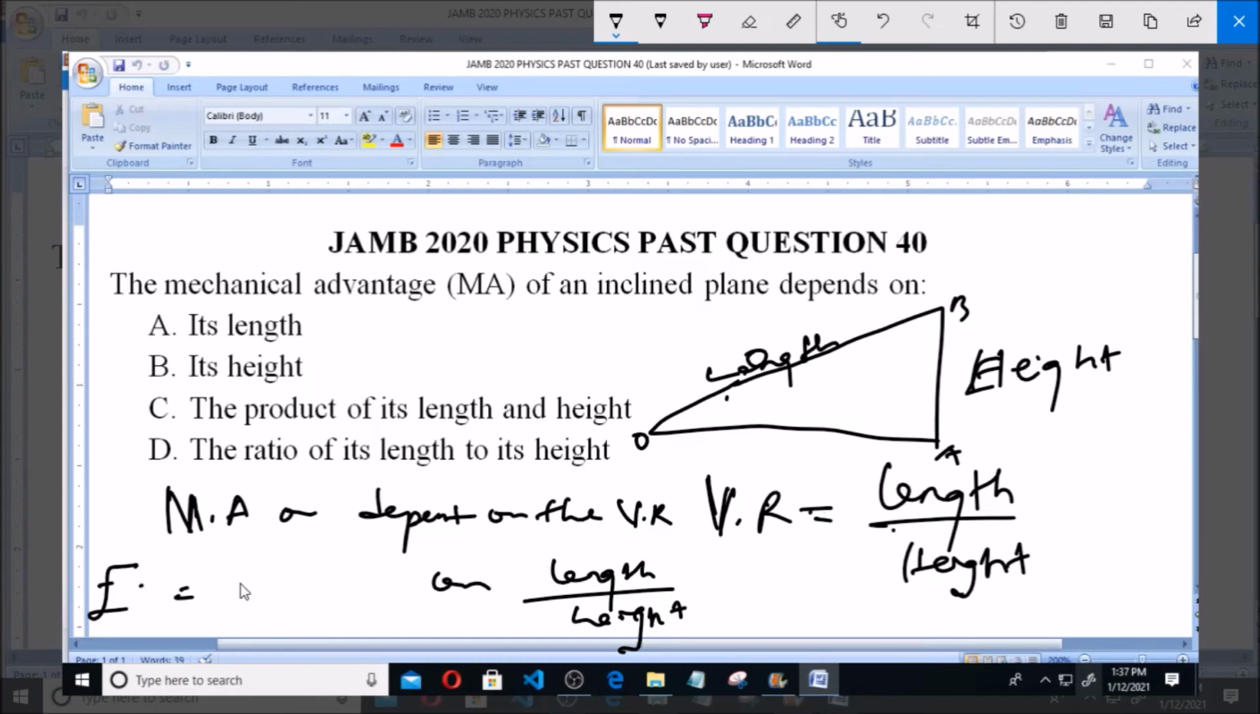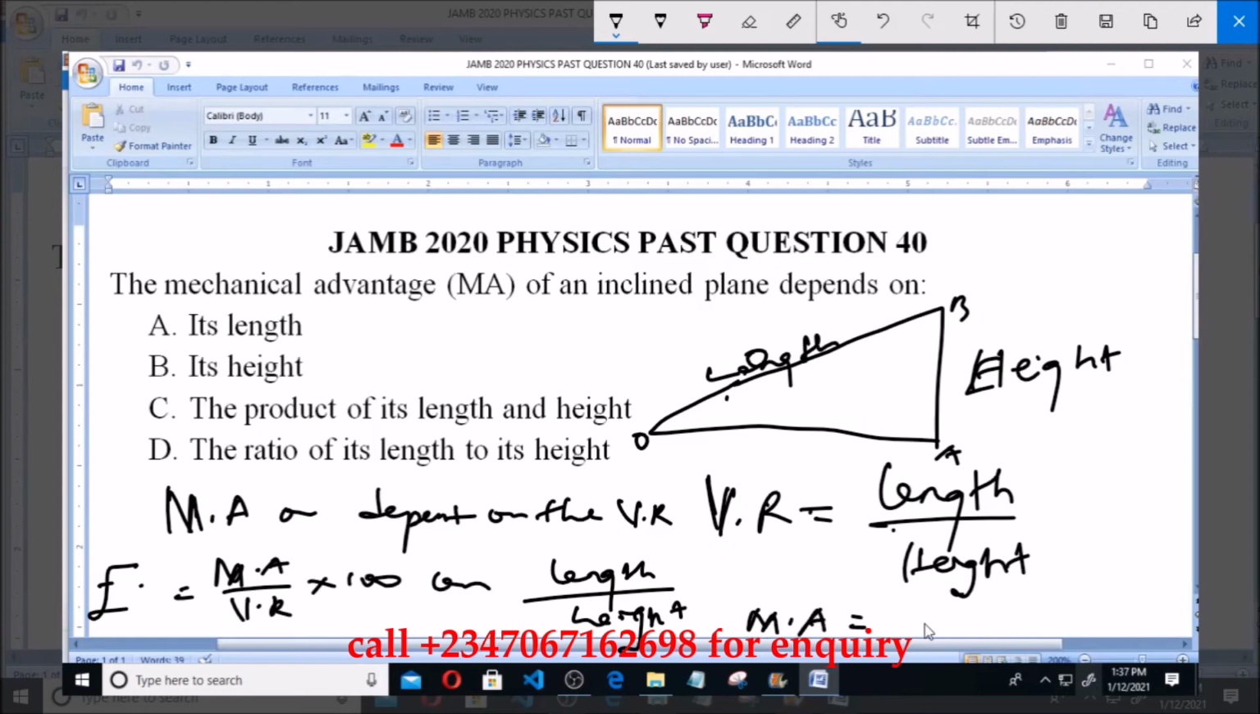because efficiency of a machine or inclined plane is given as mechanical advantage all over velocity ratio multiplied by 100. It simply means that mechanical advantage MA is equals to the efficiency multiplied by the velocity ratio all over 100. So you can see that it depends on the velocity ratio, and velocity ratio is equivalent to the length over height. So the answer to this question is option D.